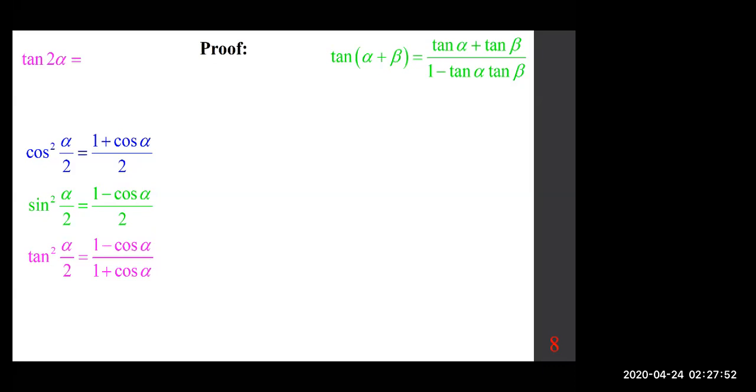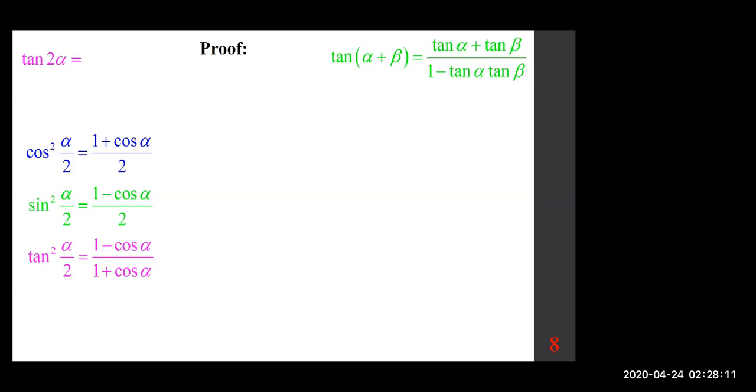From the previous page, we have this. We have tan of alpha plus beta. We have cosine squared of alpha over 2, sine squared of alpha over 2, tan squared of alpha over 2. How do we prove tan of 2 alpha? How do we get to that?